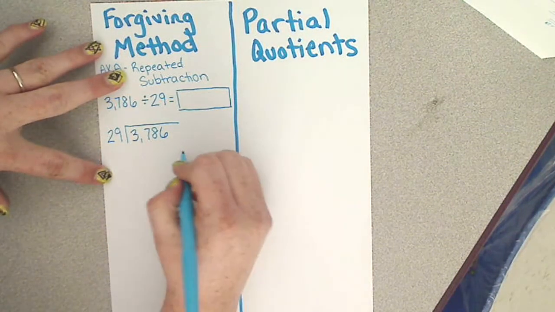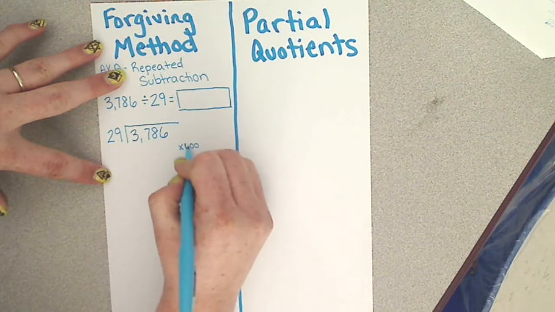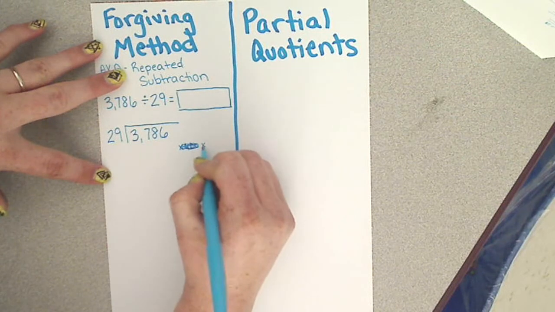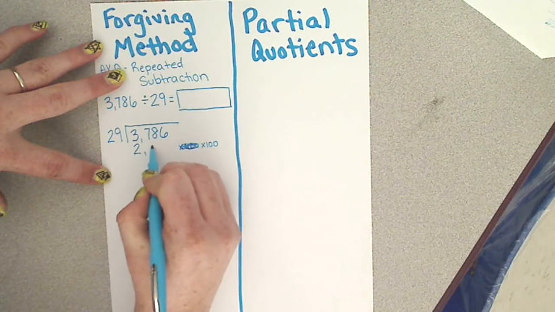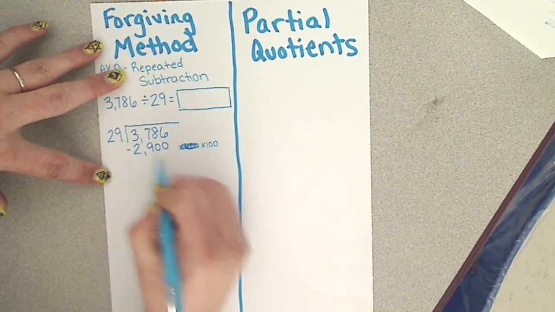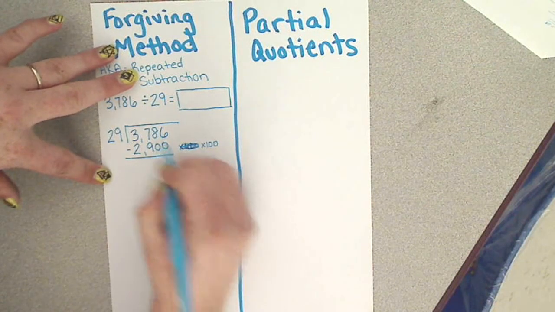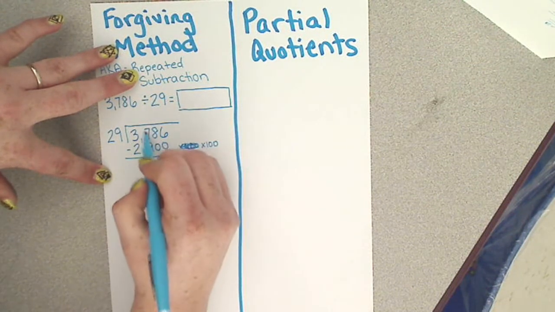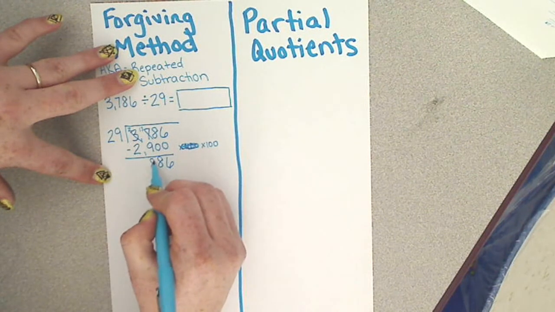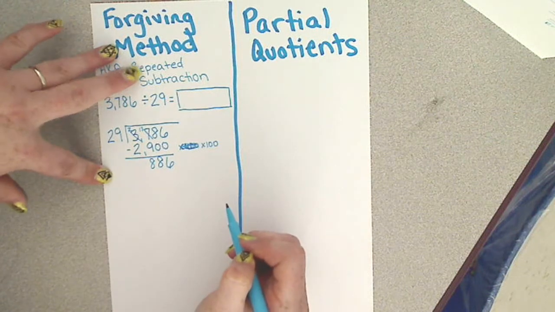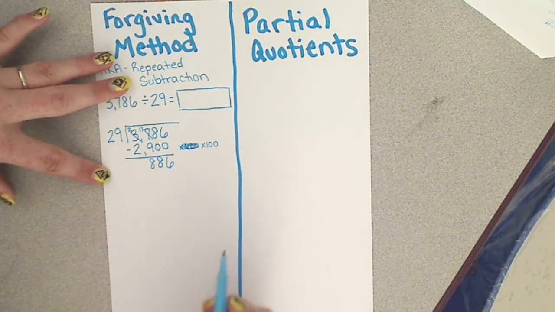Now, I know that I can multiply 29 times 1,000, or 100 times 100. I'm getting ahead of myself. 29 times 100 is going to be 2,900. So I'm going to go ahead and subtract here. 6 minus nothing is 6. 8 minus nothing is 8. I need to regroup. 17 minus 9 is 8. 2 minus 2 is nothing. Okay, so I still have a number large enough that 29 can fit into it.